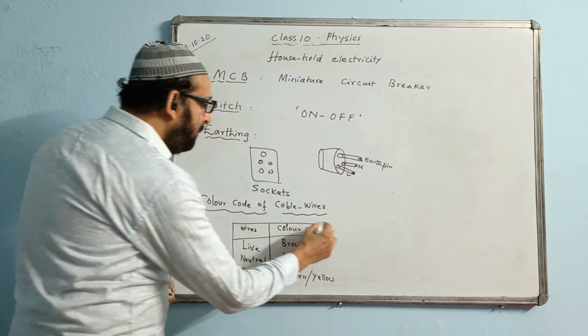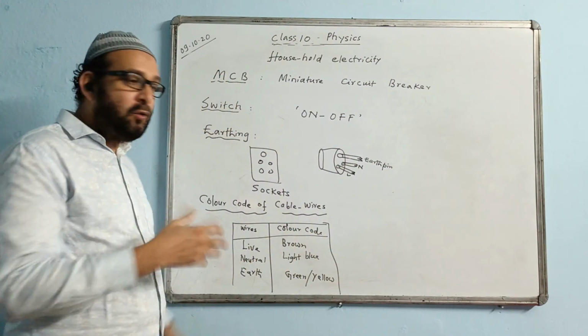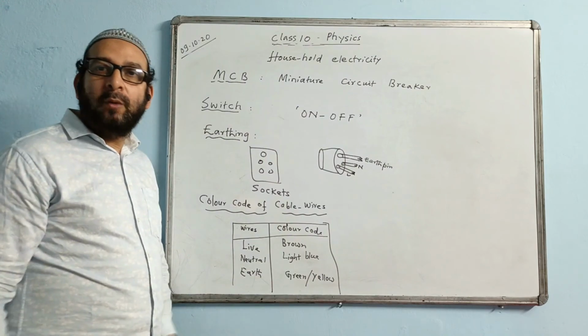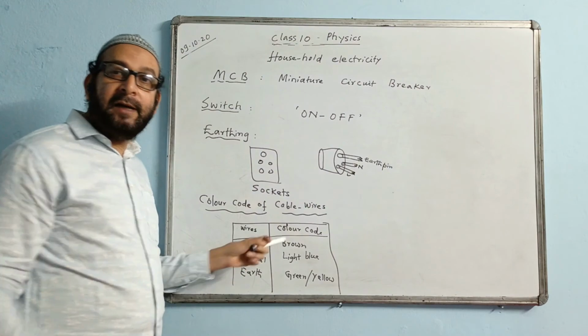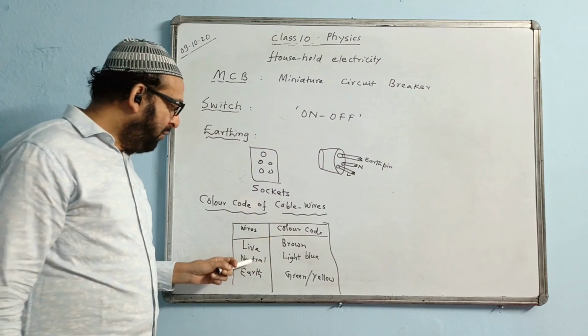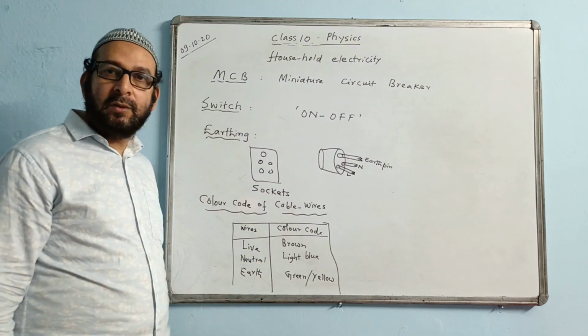This is the new color code, modern color code, or new convention. There used to be an old system, old convention also, where for the live red color was used, for neutral black color was used, and for earth green color was used.